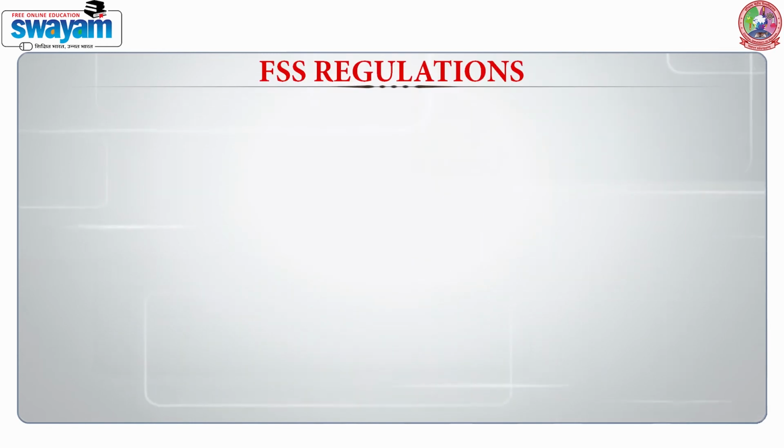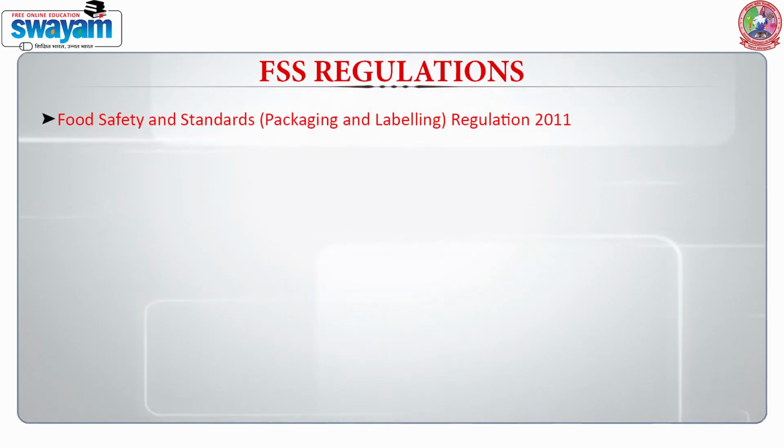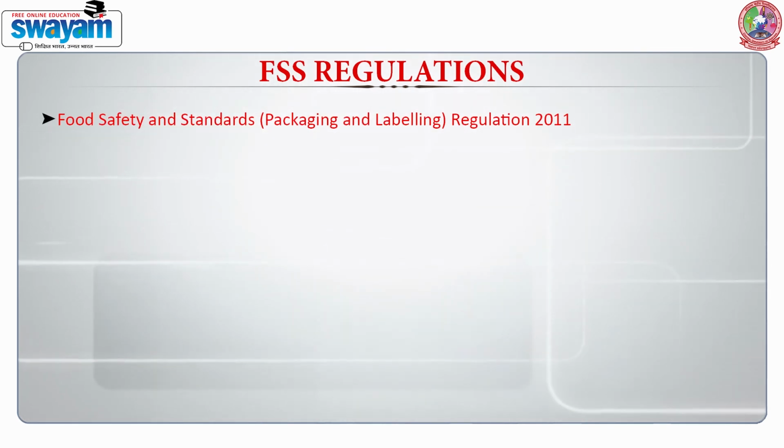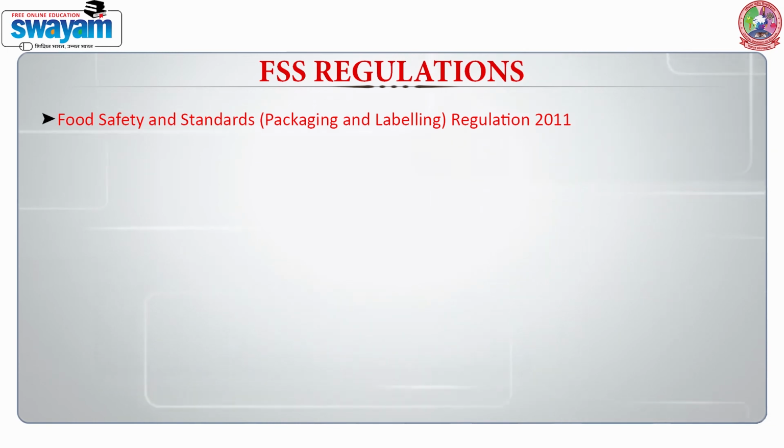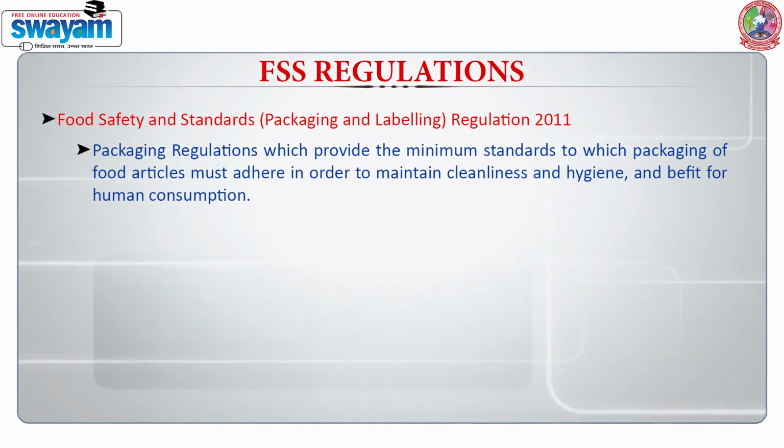When we talk about Food Safety and Standard Act 2006, various regulations have been incorporated such as Food Safety and Standards, that is Packaging and Labeling Regulation 2011. Packaging regulation provides the minimum standards to which packaging of food articles must adhere in order to maintain cleanliness and hygiene and be fit for human consumption.